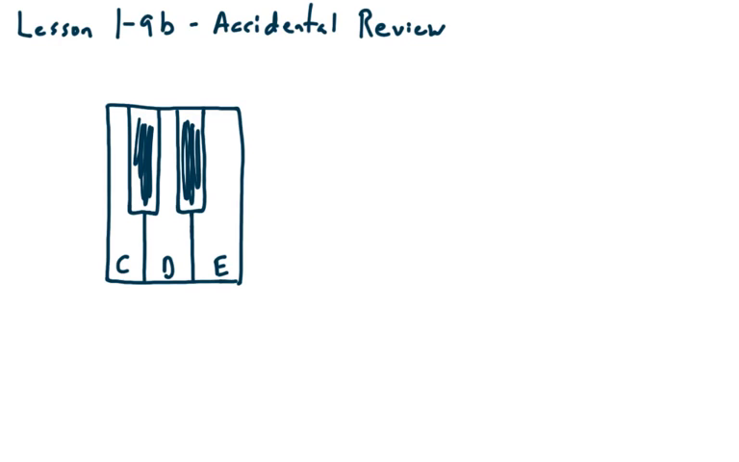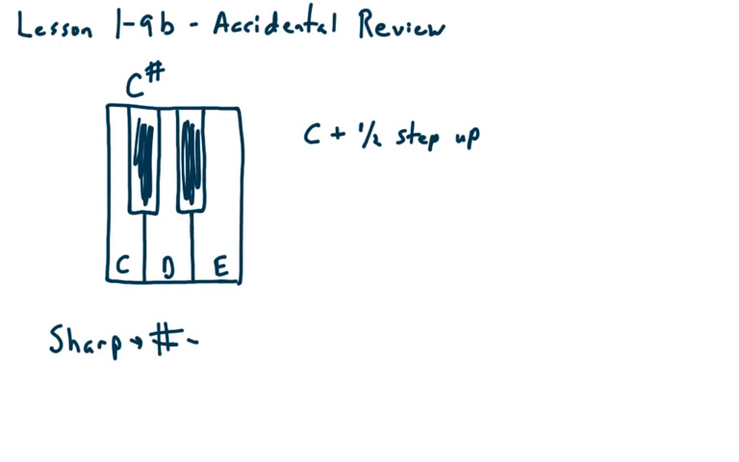If I go up one half step, C plus one half step up, that's going to put me on a black key. That is going to be C sharp. A sharp, it is not a hashtag, it is a sharp, raises a pitch by one half step.